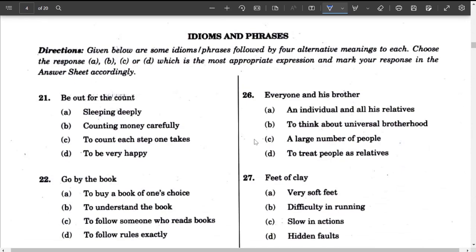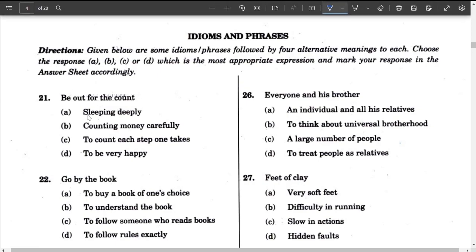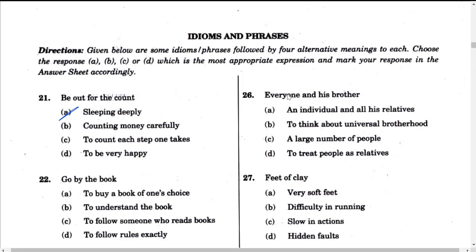Next, idioms and phrases here. Let us check the first one. Be out for a count. Be out for a count in the sense to become very unconscious by sleeping. Sleep deeply. First one. Next, everyone and his brother. Everyone and his brother in the sense, everybody, like, all the people. So an individual and all his relatives, to think about universal brotherhood. Large number of people. Third one you can use here.